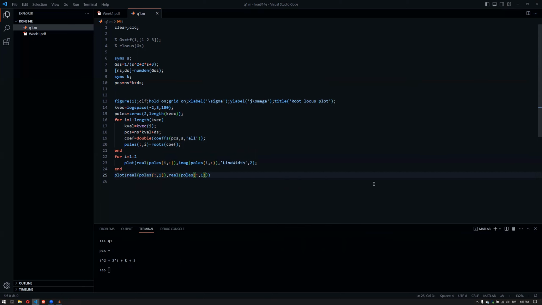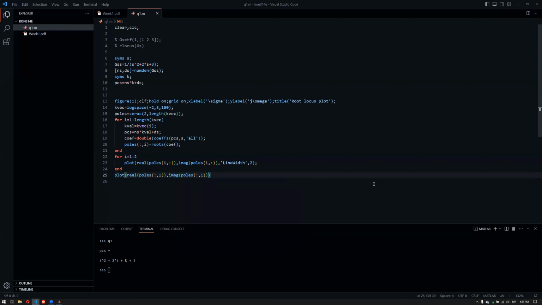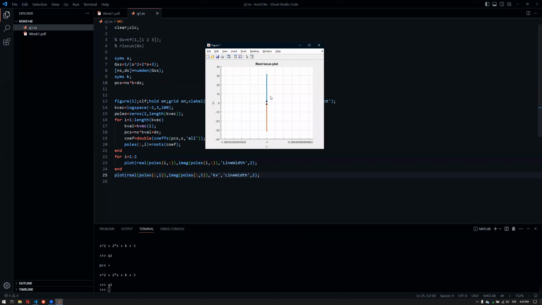Imaginary part of the same pole pair. But I'm going to place in some black X's like this. And there we go. There we have basically marked the starting points, or the open loop poles here. And we have the root-locus plot here.